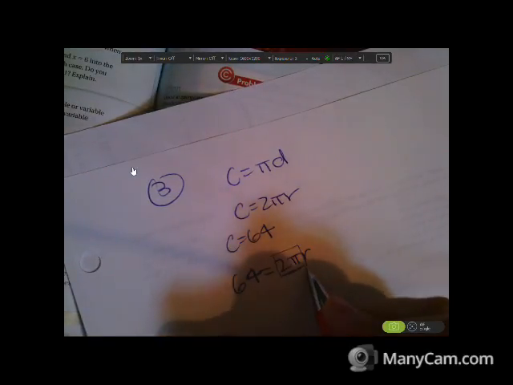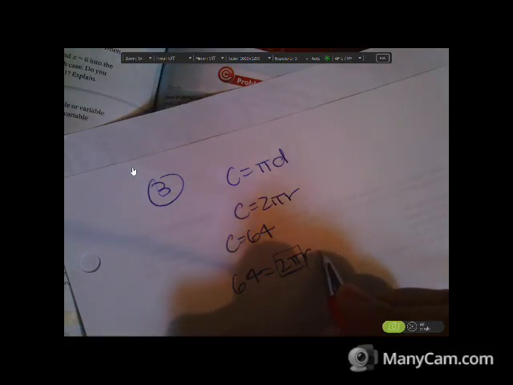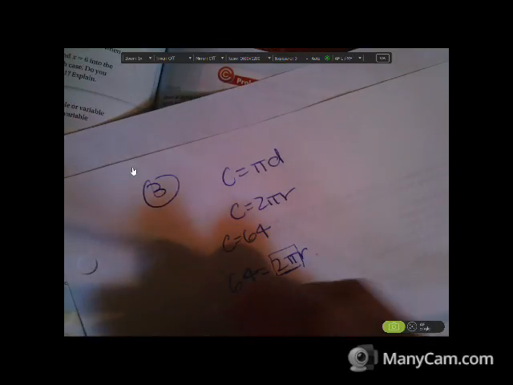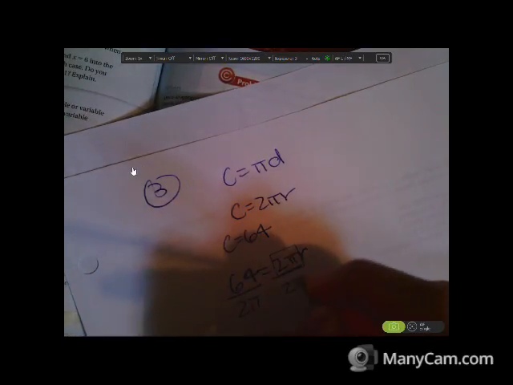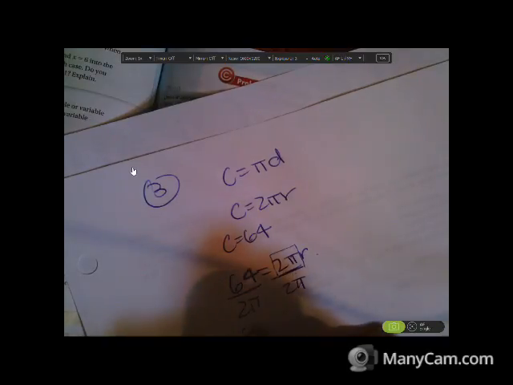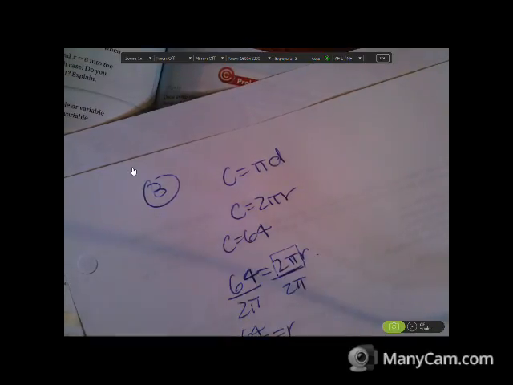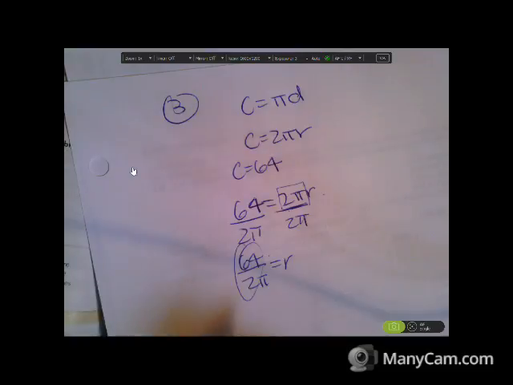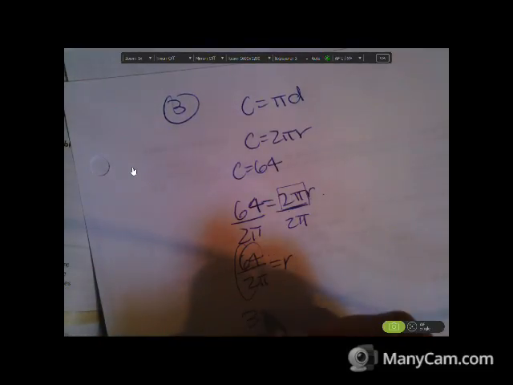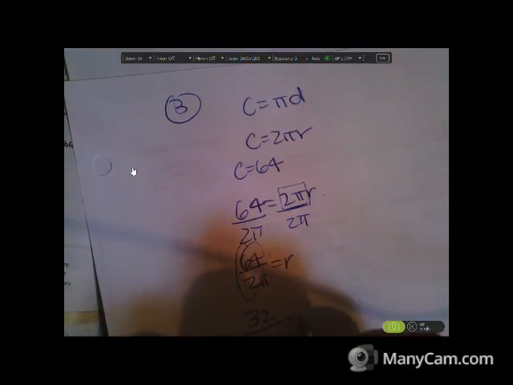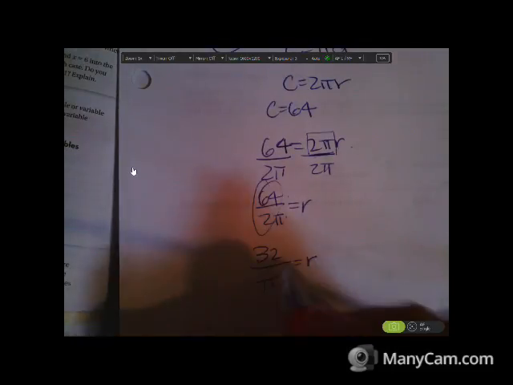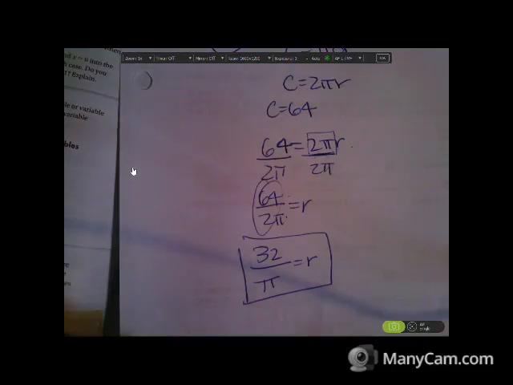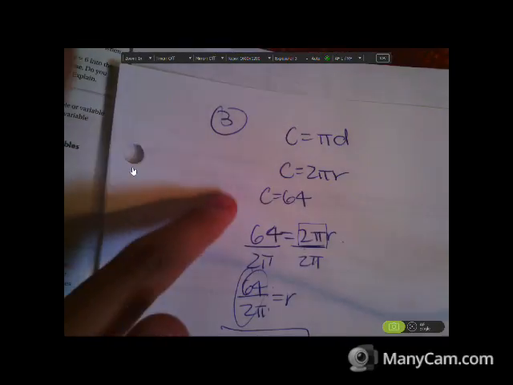Since 2 pi is being multiplied by r, to get rid of 2 pi, we have to divide each side by 2 pi. So we're left with 64 over 2 pi equals r. But we can actually simplify that. 64 divided by 2 is 32, so 32 over pi equals r. And that's what we are left with. That is our answer.